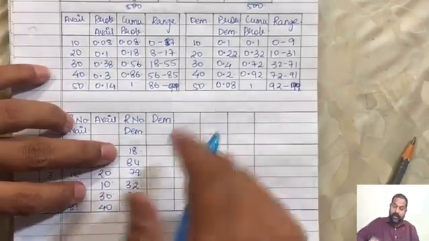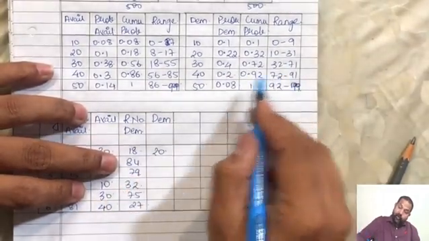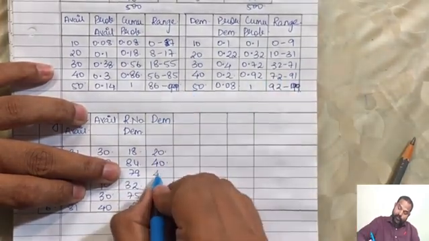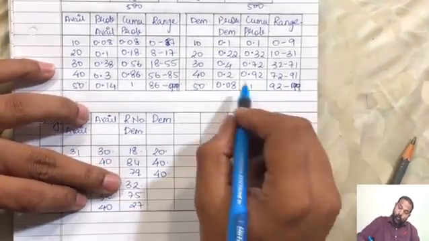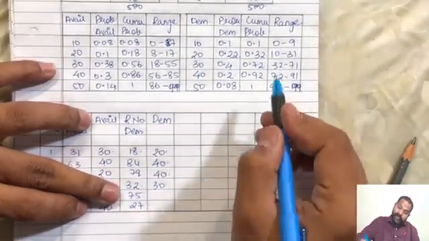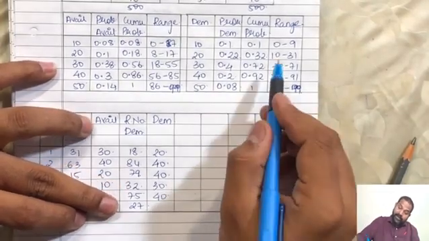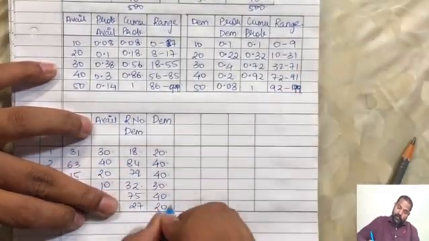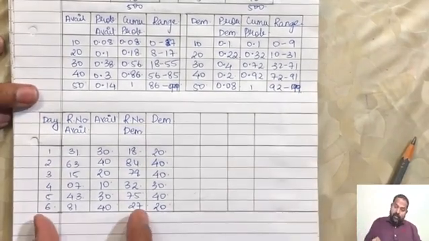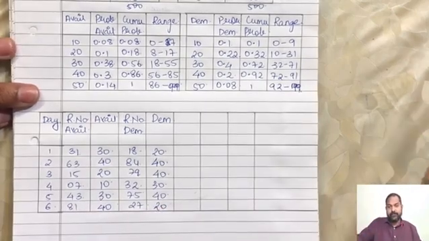Let's do the same for demand. 18 lies here, so 20. 84 lies here, so 40. 79 lies here, so 40. 32 lies here, so 30. 75 lies here, so 40. And lastly 27 lies here, so 20. I have done with my prediction of the availability and the demand for 6 days.